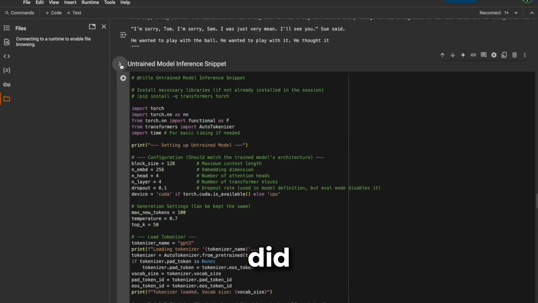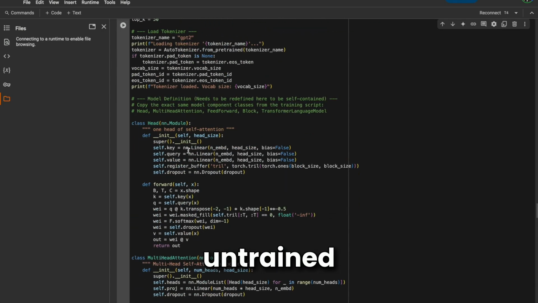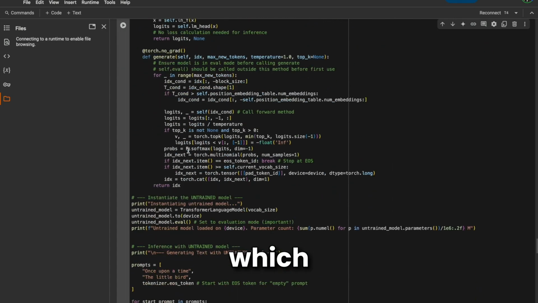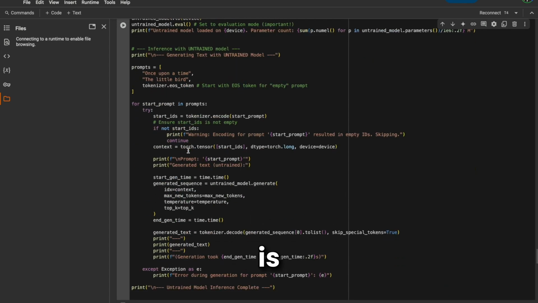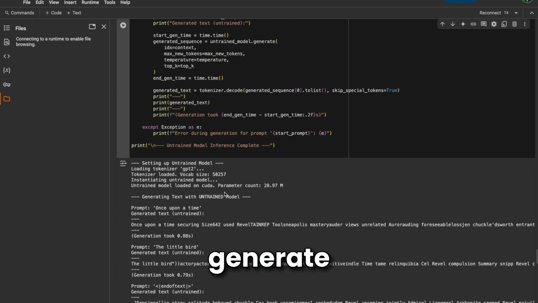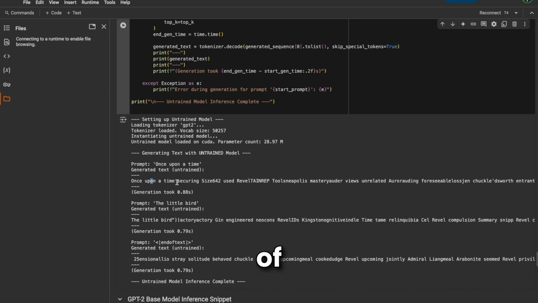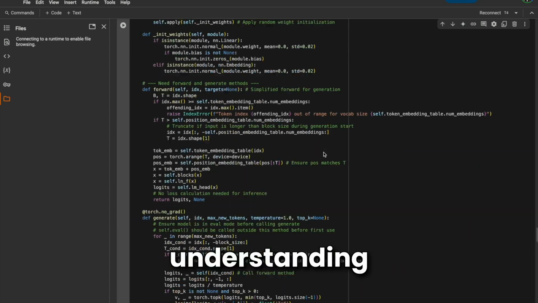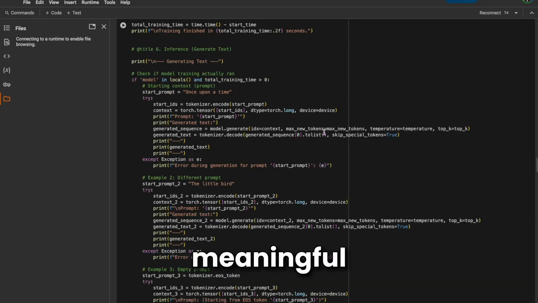Okay, so I also did another inference for the untrained model. This is the model architecture which I originally had, and it is not trained, but I just gave it prompts hoping that it will generate something, and of course it generated garbage. So once upon a time, secure, size, I mean, it has generated complete garbage. So obviously the model itself doesn't do much, but once you train it, it can start understanding patterns and create meaningful output.